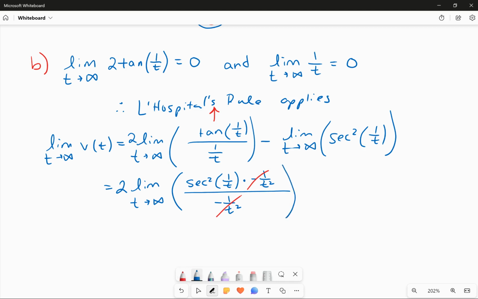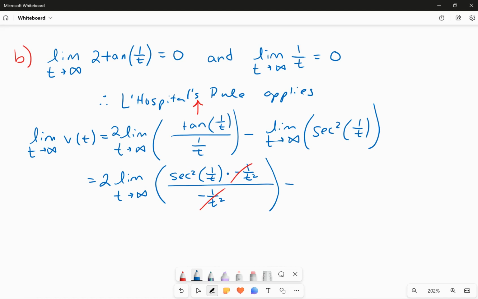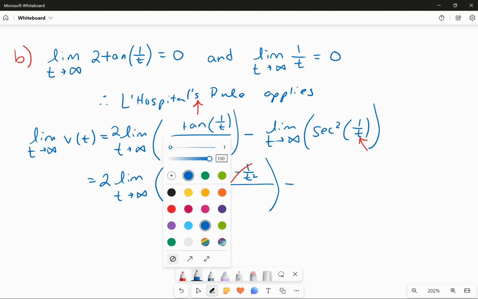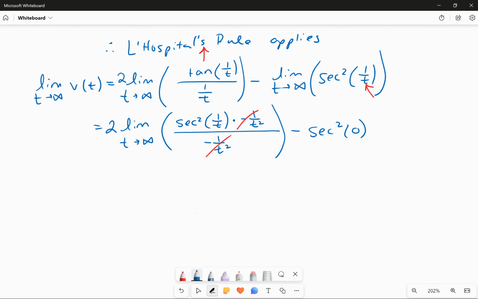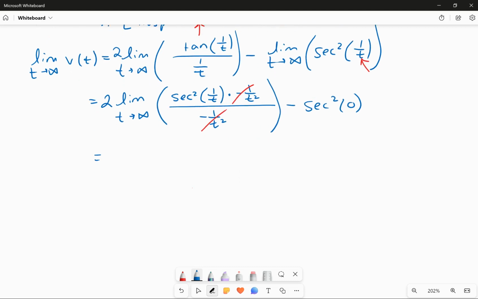Okay, now before I keep going with that one, let's talk about the limit of this other expression. So as t approaches infinity over here, we get 0 inside this argument, because as t approaches infinity in the denominator, we would get secant of 0. And so then when you think of secant of 0, or actually I'll go ahead and write that out. So we would get secant squared of 0, and then we'll evaluate that in the next line.